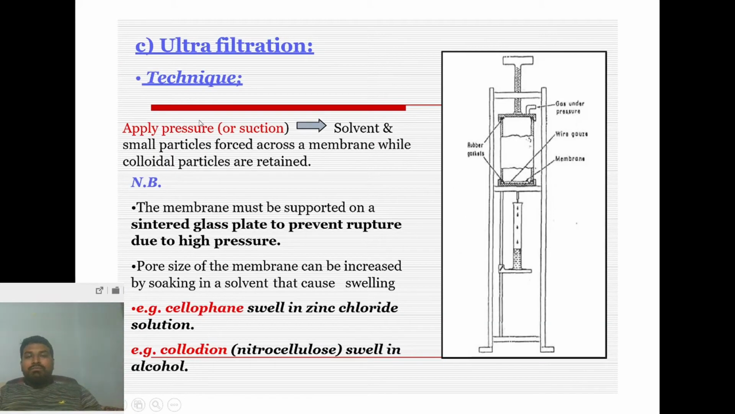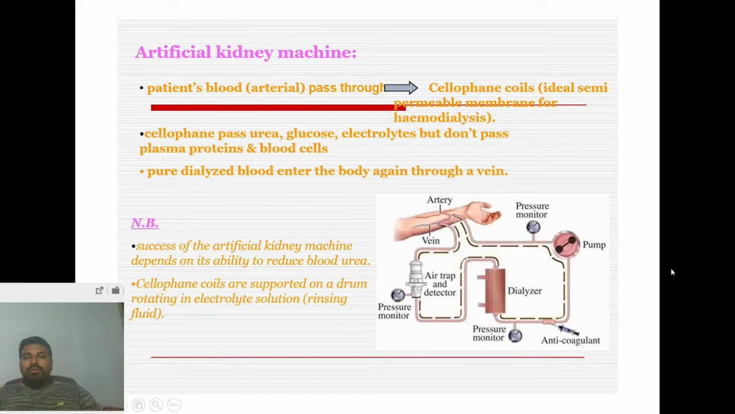Now ultrafiltration. Pressure or suction is applied so that the solvent and small particles are forced across a membrane while colloidal particles are retained. The membrane must be supported on a sintered glass plate to prevent rupture due to high pressure. The pore size of the membrane can be increased by soaking in a solvent that causes swelling. For example, cellophane swells in zinc chloride solution, and collodion nitrocellulose swells in alcohol.